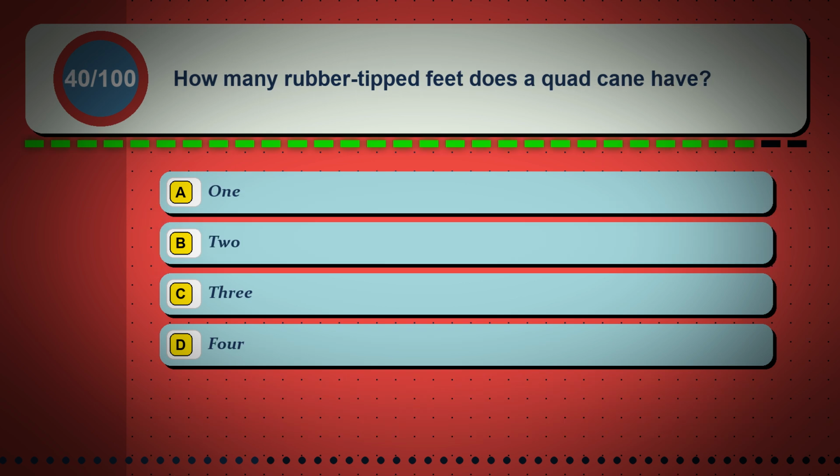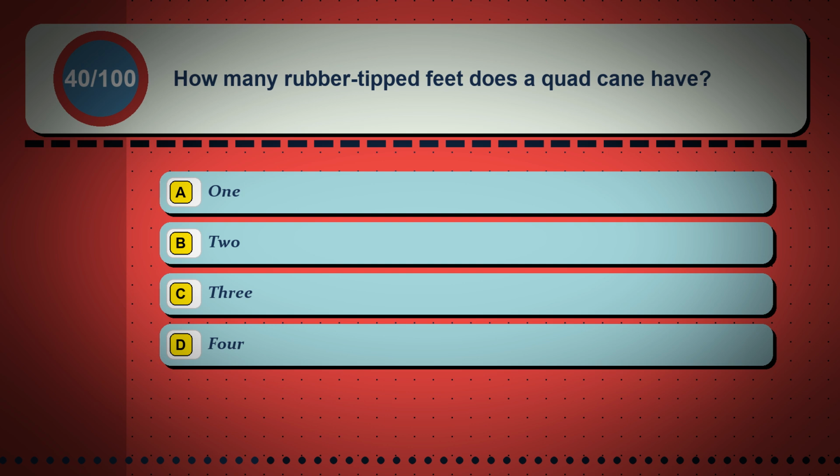Question 40. How many rubber-tipped feet does a quad cane have? Option A, 1. Option B, 2. Option C, 3. Option D, 4.